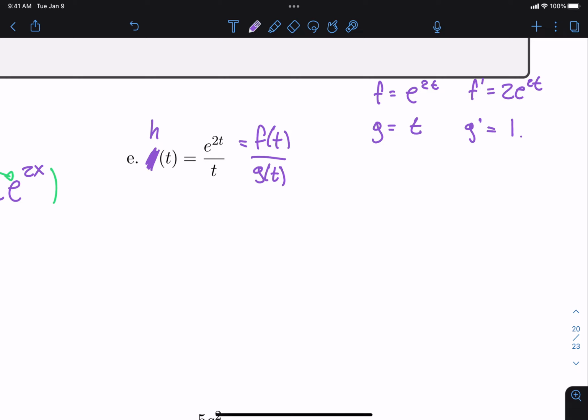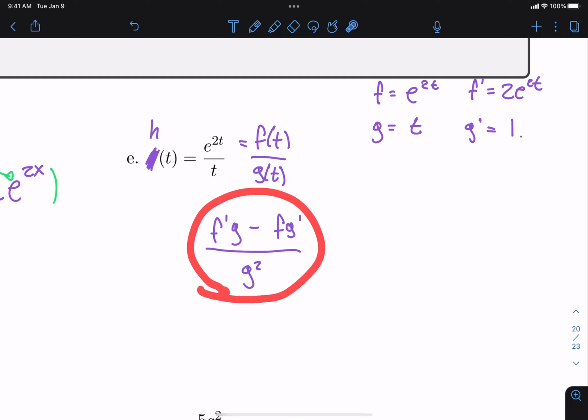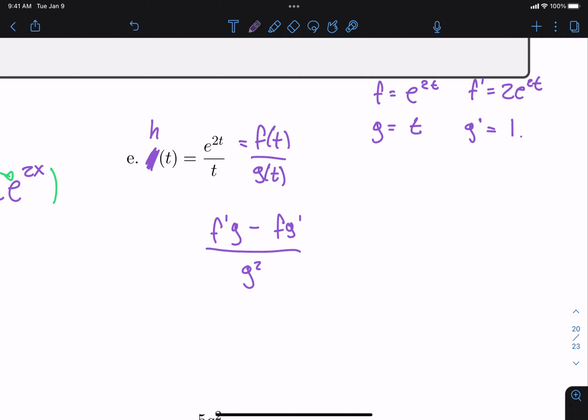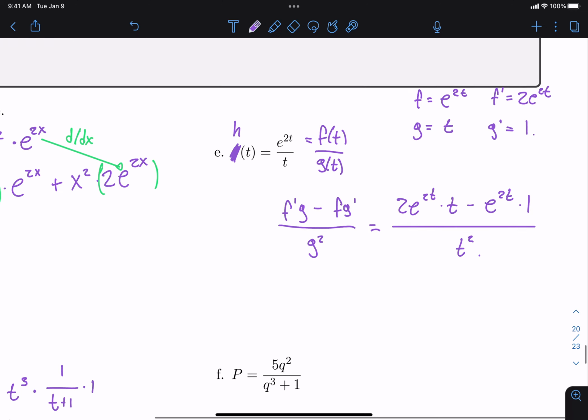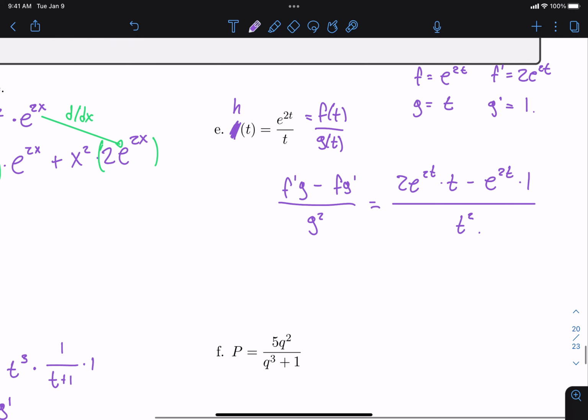So now we're going to do the following. We are going to do f prime g minus f g prime all over g squared. So this is the part where you just have to have it memorized so that you can write it down. And now we're going to fill in the blanks with all of this stuff. So we get 2e to the 2t times t minus e to the 2t times 1, all divided by t squared.